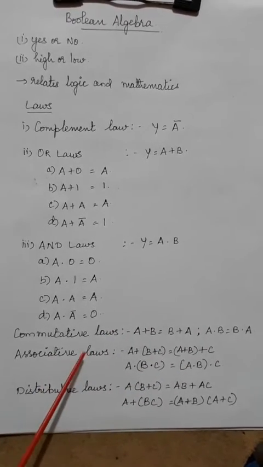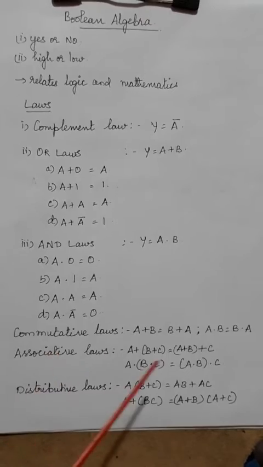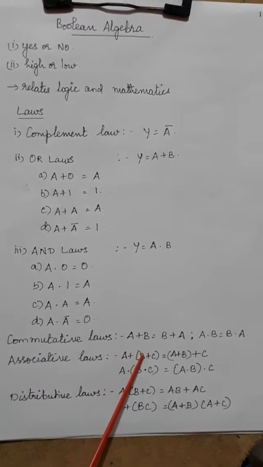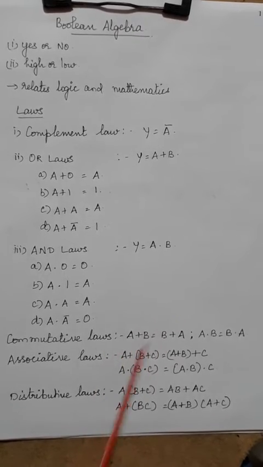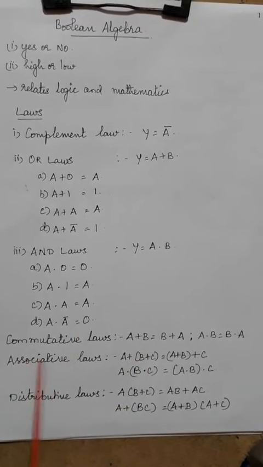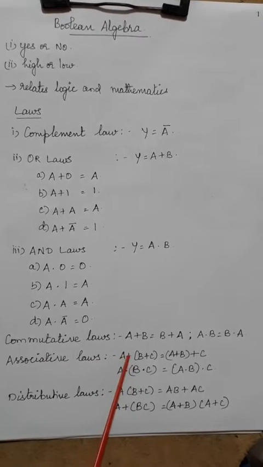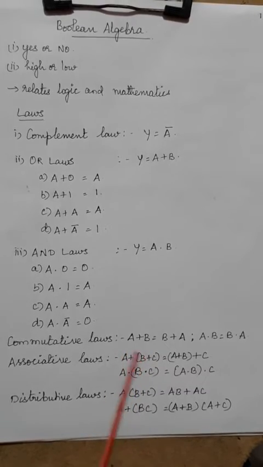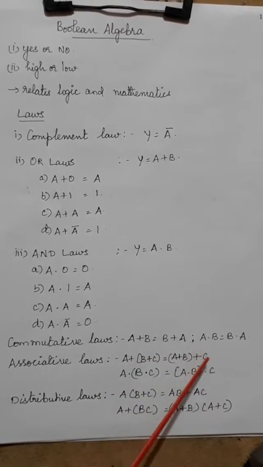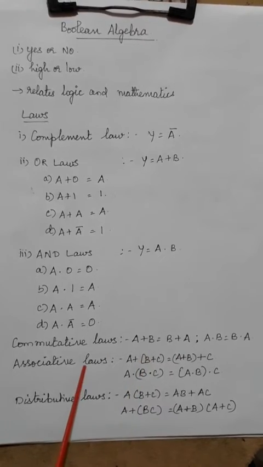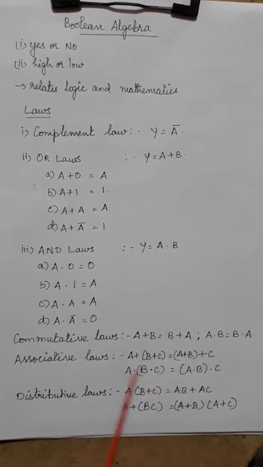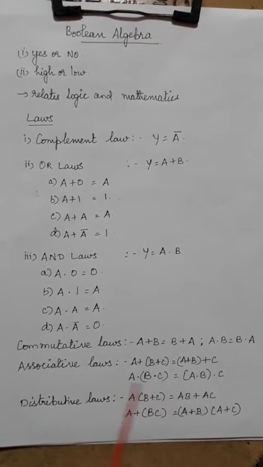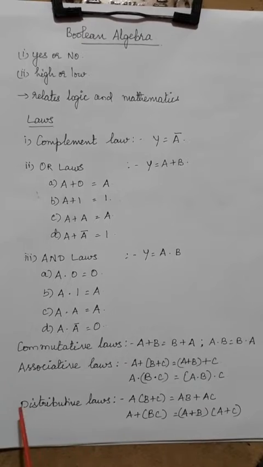Then associative. That word itself says how the first input is associated with the second one, how it is related. That is the meaning of associated. So here you get a plus b plus c, which will be equal to a plus b plus c, however you group them. If both are equal, then you say that it is the associative law. Like that with the AND gate also, a dot b dot c will be equal to a dot b dot c. Then distributive law.